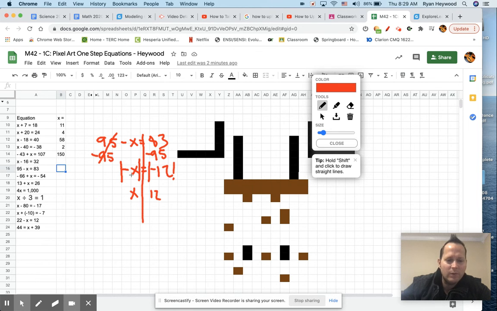This can get you in trouble sometimes, because if you had a positive on one side, this only works if you have negatives on both sides. The best way to do this would be to make it look like this. So let's go back to this. We had negative x equals negative 12.